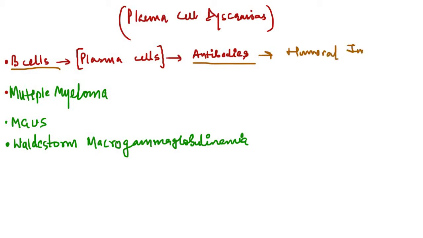In the plasma cell dyscrasias, or plasma cell disorders, there occurs neoplastic proliferation of these plasma cells. There are various disorders of plasma cells, and the important ones are multiple myeloma, monoclonal gammopathy of undetermined significance, and Waldenstrom macroglobulinemia. In this video, we'll primarily discuss multiple myeloma, and in the subsequent videos, we will discuss monoclonal gammopathy of undetermined significance and Waldenstrom macroglobulinemia. So let's start the video with multiple myeloma.